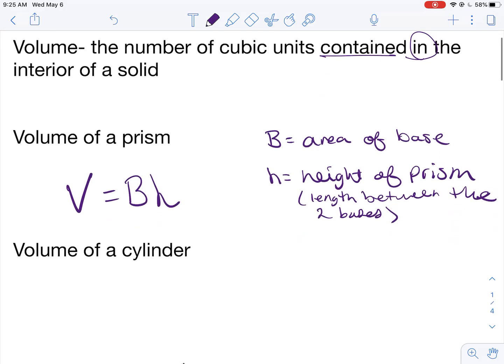Volume of a cylinder, same formula, but if you'll remember, we talked about cylinders are a special type of prism in which the base is always a circle. So if we talk about big B, area of the base, we get volume is equal to pi r squared h. Okay, easy enough. Where r is your radius and h is the height of your prism.